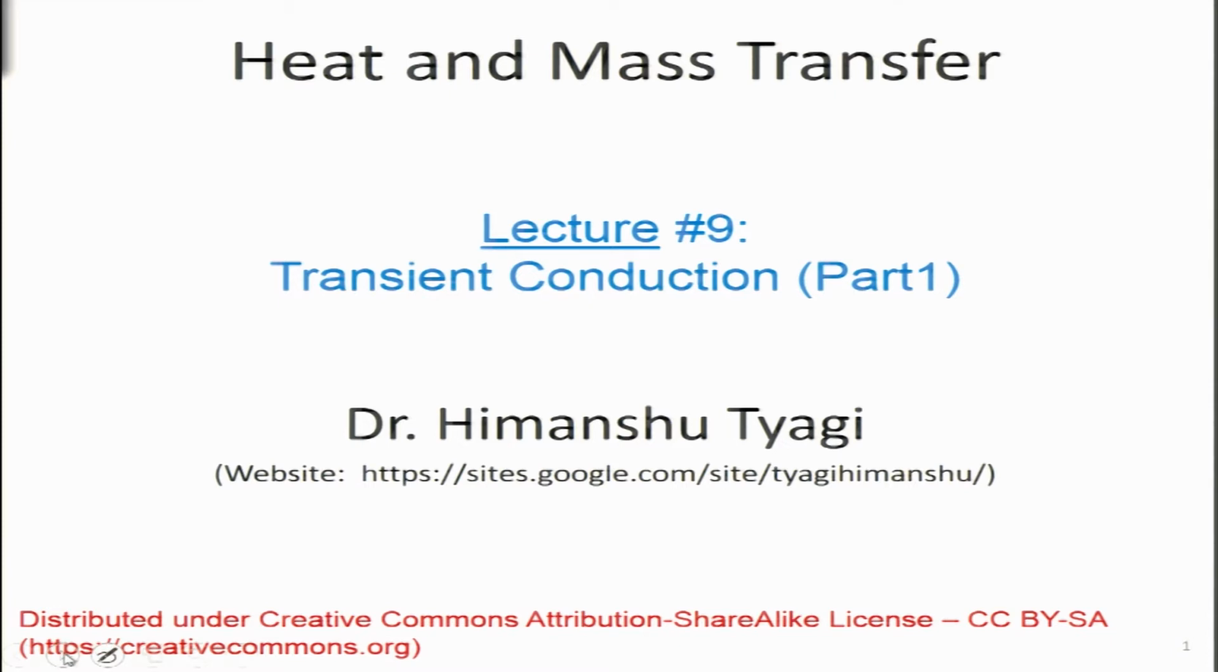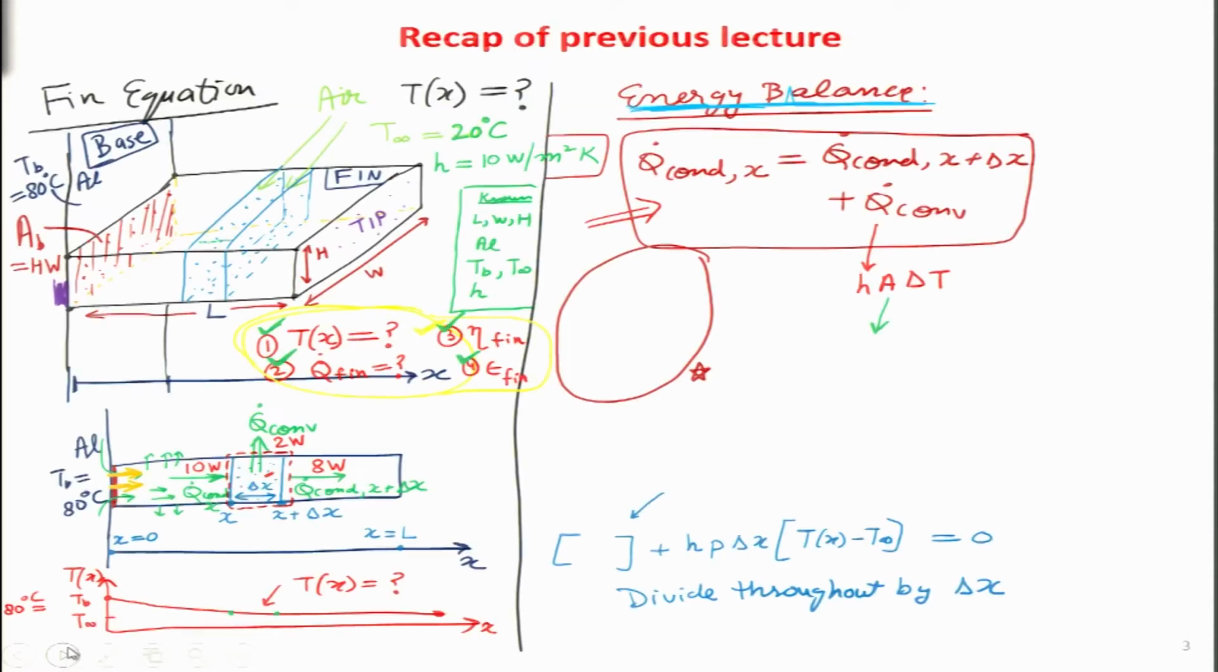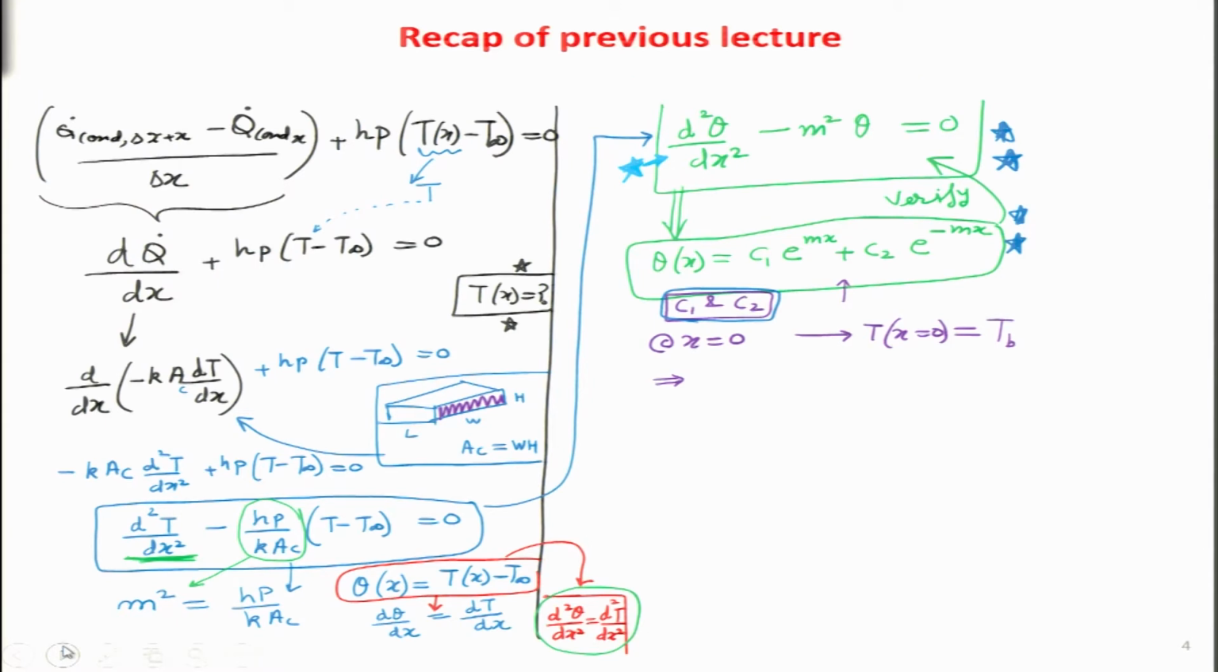Let us do a brief recap of what we did in lecture number 8, which was the last part of the steady state conduction. So, we looked into detail about the fin equation and we solved it with the help of the energy balance equation over here. And what we found out was that we can just make use of these conduction and convection terms and try and figure out what is the value of T as a function of x. So, what we wanted to do was find out the temperature distribution.